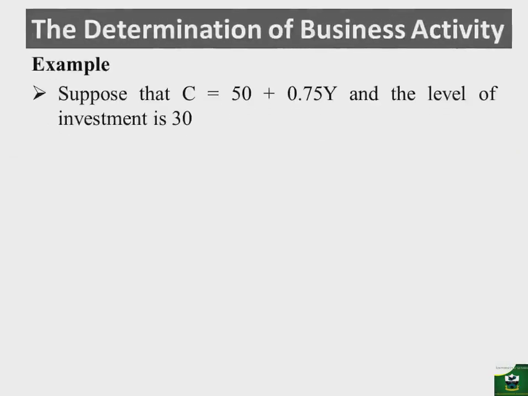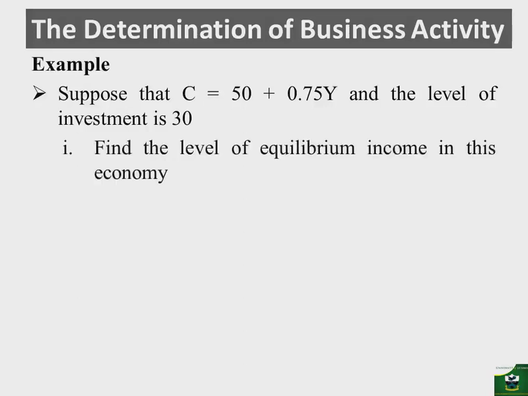Let's look at an example. Suppose that consumption is equal to 50 plus 0.75y and the level of investment is 30. And from here we want to find the level of equilibrium income in this economy. Now before we move on, it will be good for us to look at this equation and relate it to the model we developed. So consumption here is equal to 50. This 50 here, as you can see, has no y. Therefore, this is the autonomous consumption, the small c. That is the consumption that does not depend on income.